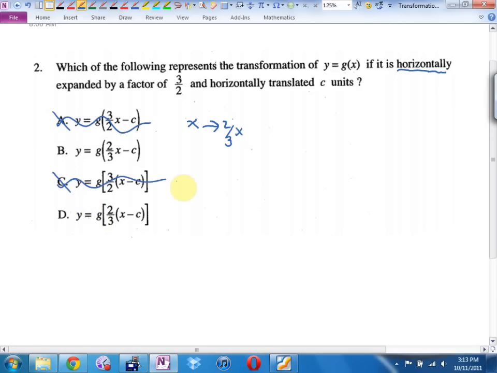Then that would move it C units. It doesn't say a direction, but I think it implies positive, so to the right. What's the correct answer? That one or that one? D, because when you made the substitutions, you would bring in brackets. This here is C right followed by horizontal expansion of three halves, not the order that they gave me.